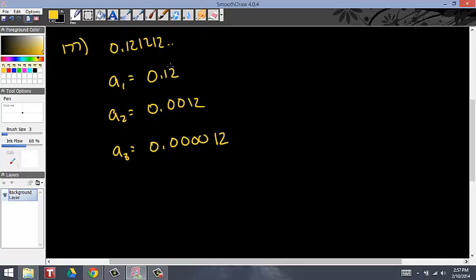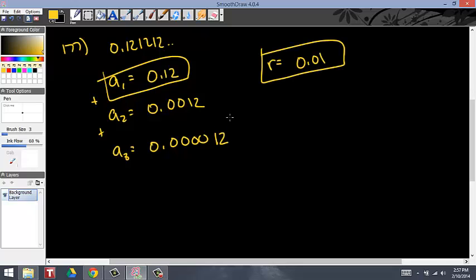Right? Because we want to make sure that if we add all these things together, the numbers will just kind of squash down and we'll get 0.121212. Technically, we only need a sub 1 and a sub 2 because from there we can figure out what r is. So who has a calculator who can calculate r? Ryan. 0.01. We've got a sub 1. We've got r. Do we have enough information to figure out this infinite sum? Yael. A sub 2 divided by a sub 1. Do we have enough information now to calculate the infinite sum?